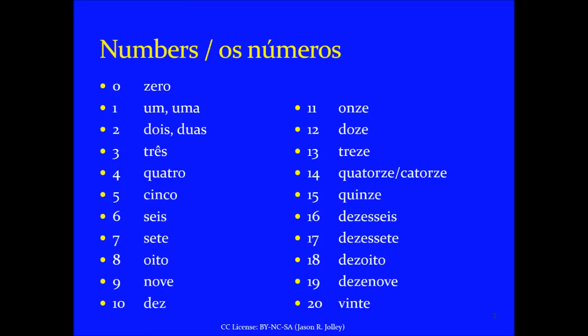Alright, so on the next few slides, I'm going to go through the numbers 0 to 2 billion. But don't worry, I'm not going to go through each and every one of them. I'm going to sort of go through maybe the first 20 or 30 or so, and then I'll skip around and try to highlight certain things about the numbers. So, let's start. 0, 1, uma, 2, dois, duas. You'll see there's a masculine and a feminine form for 1 and 2.